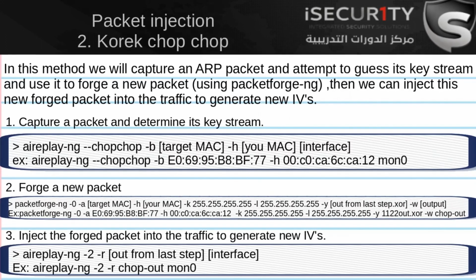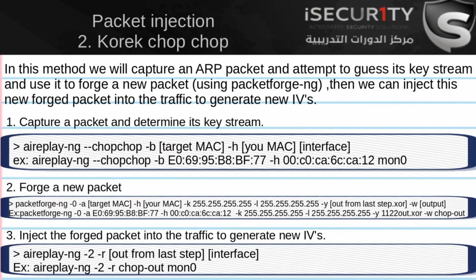Another method of increasing the amount of data rapidly in a network that has no clients associated with it, or if it has very low traffic, is the KoreK chopchop attack. In this method, instead of directly injecting the ARP packet that we capture, we're going to try to determine the key stream for this packet. Once we do that, then we can create a new packet. So we're going to forge a new packet and inject this new packet into the traffic.